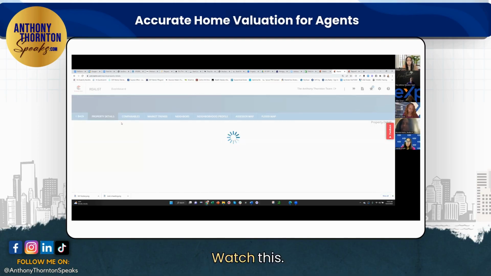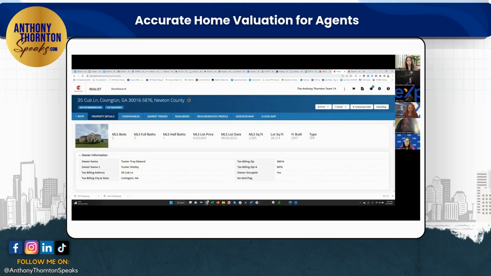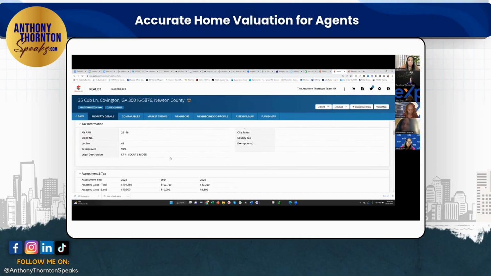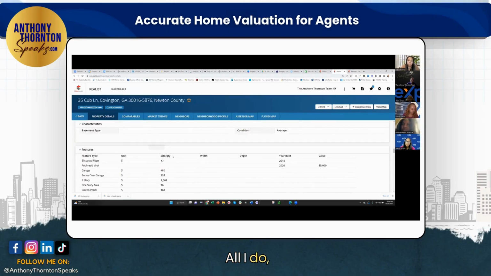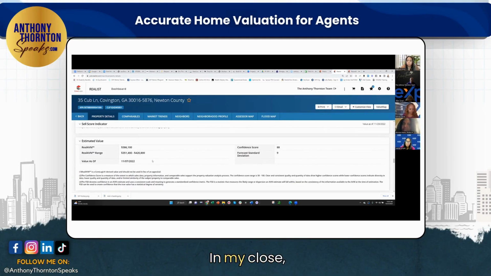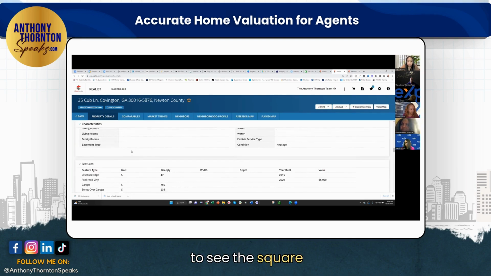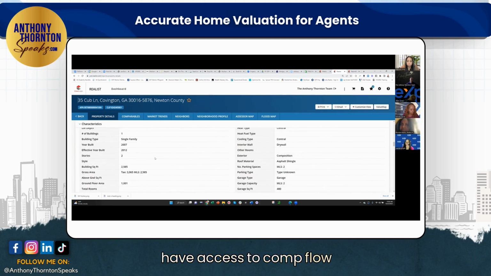Watch this. This is all the people. All I care about is, let's see how I close. They're saying it's worth $386,100. I'm writing that down somewhere. $386,100. I'm going back up to see the square footage because we don't have access to Comp Flow anymore.